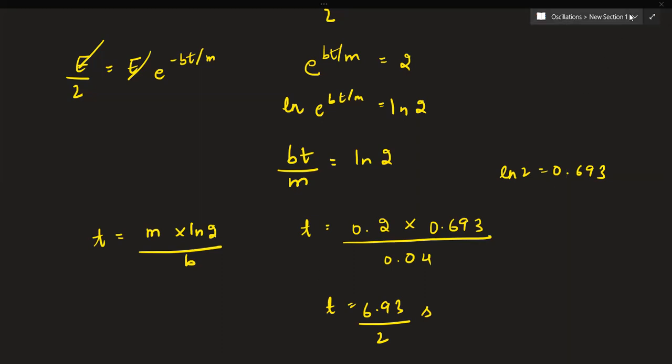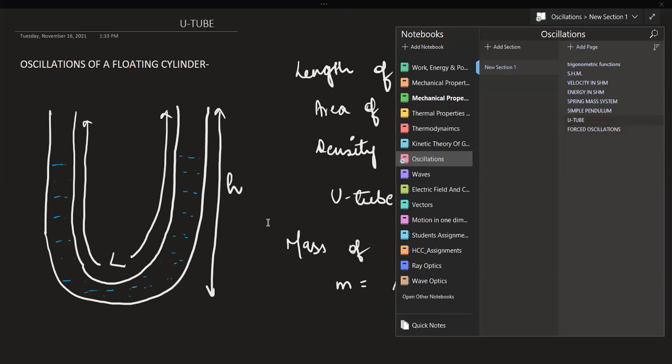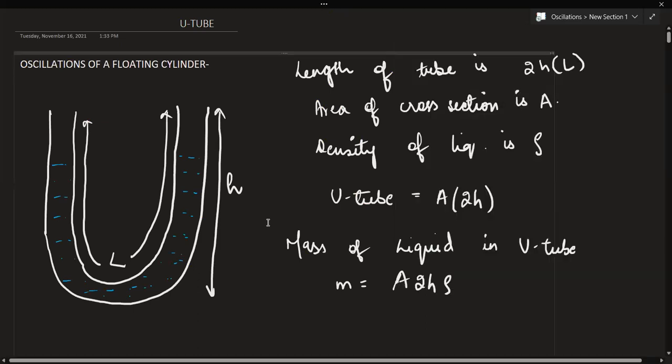Okay, so see, we had seen a few systems yesterday: spring mass systems, simple pendulum system also. Now see, a few systems are still left: oscillations of a floating cylinder. Okay, before this, one more thing.